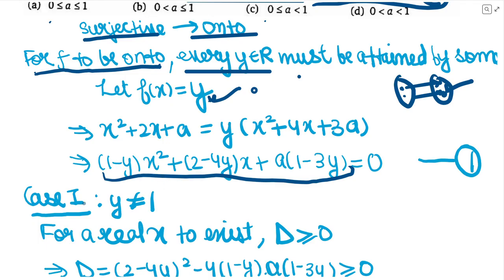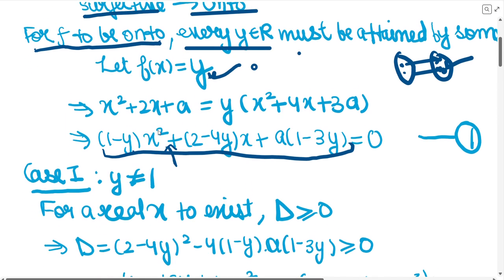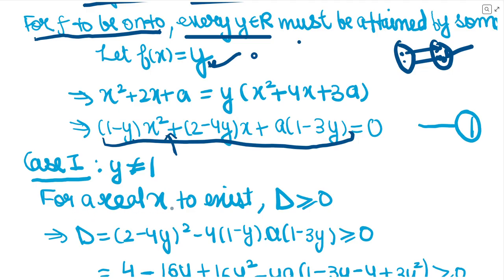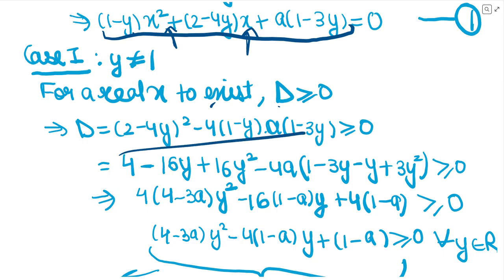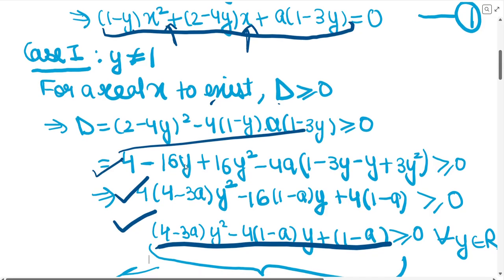All right, so there are two cases possible. This is a quadratic equation only if y is not equal to 1, and we'll solve the next case where y is equal to 1 also. So when y is not equal to 1, for a real x to exist, D must be greater than or equal to 0, so that the roots of this equation are real. Then we'll further solve it till we get a quadratic equation in terms of y.